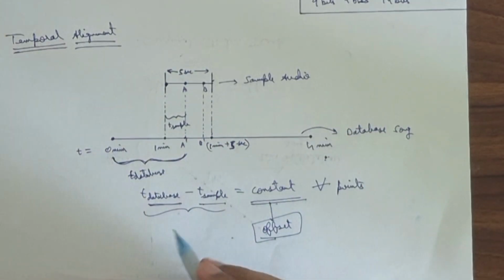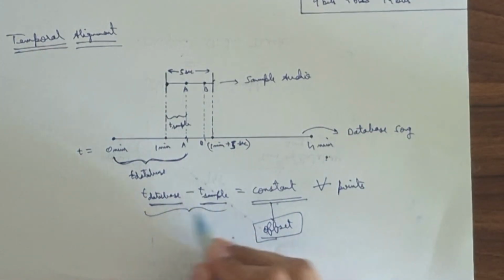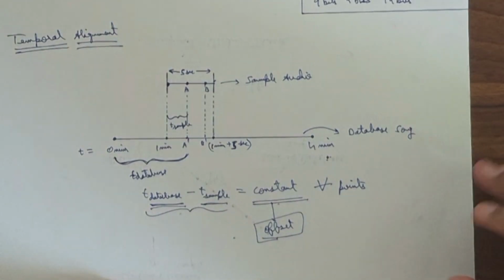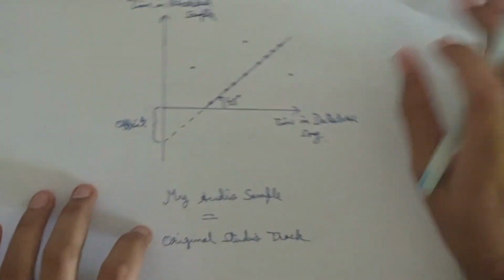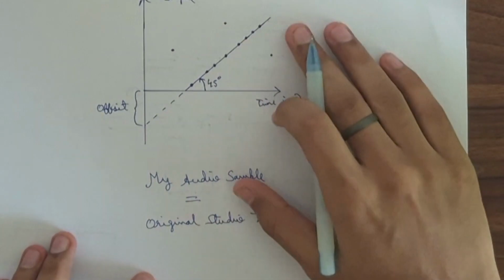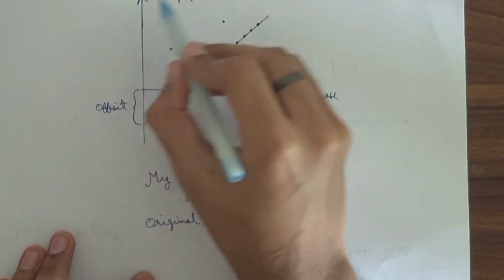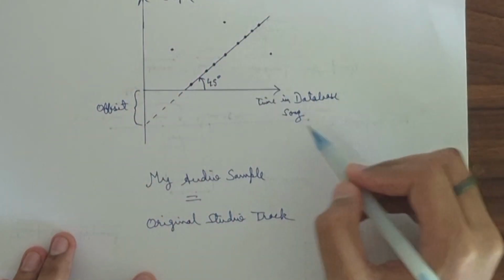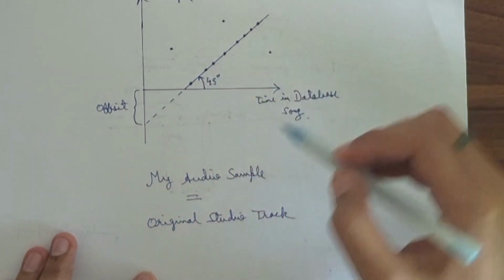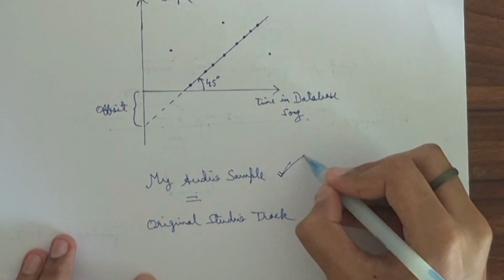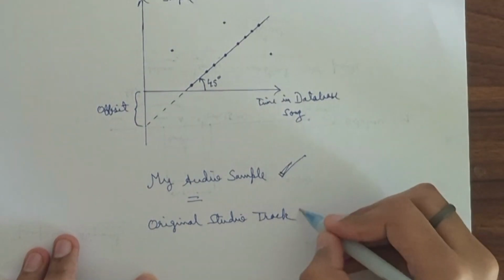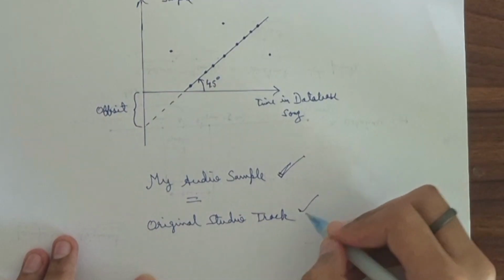So basically, the idea is if you calculate the graph between t sample and t database, it should be a linear graph with a 45-degree angle, a 45-degree slope. So I've calculated the graph between time in the recorded sample and time in the database song, and if it's coming out to be a linear graph with a 45-degree slope, I can say that my sample audio is basically a part of the original studio track which is in my database.